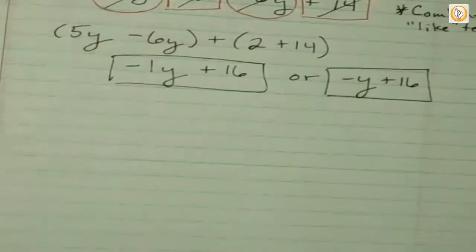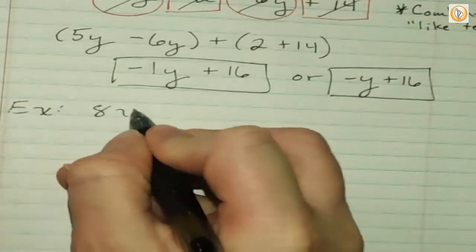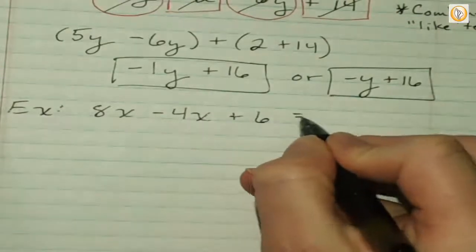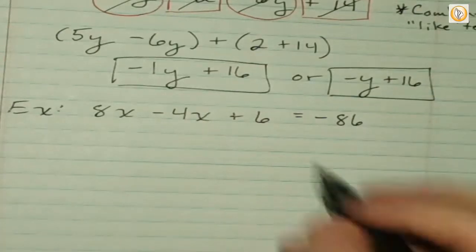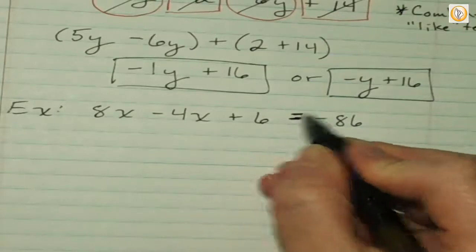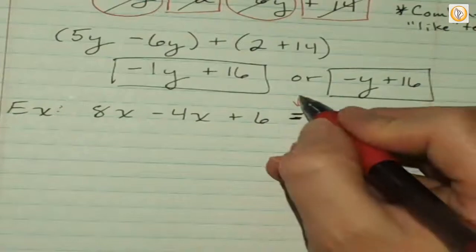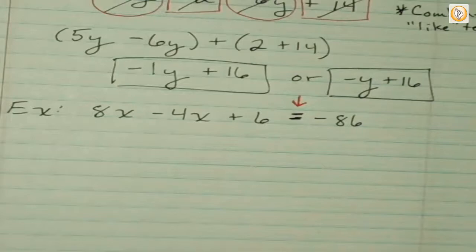All right. Let's do another example. 8x minus 4x plus 6 equals negative 86. Okay, so now I have an equal sign. So this time, because of that equal sign, we're basically doing intruder alert. We're solving for a variable, solving for a letter.